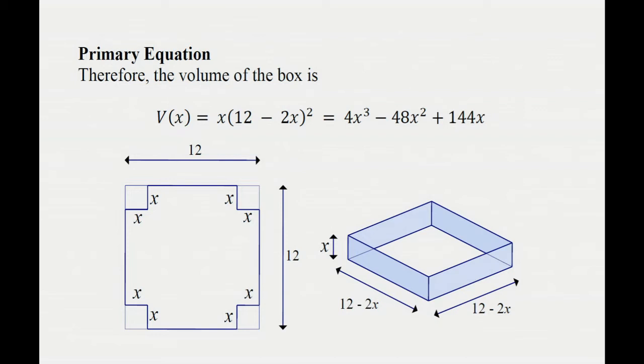The volume of the box has to be x times (12 minus 2x) squared. Basically, it's length times width times height, except 2 of the dimensions are identical, and they are 12 minus 2x. x is the height, 12 minus 2x is the length of the square base. If I perform a little bit of algebra, I'll get 4x cubed minus 48x squared plus 144x. So V of x is 4x cubed minus 48x squared plus 144x.